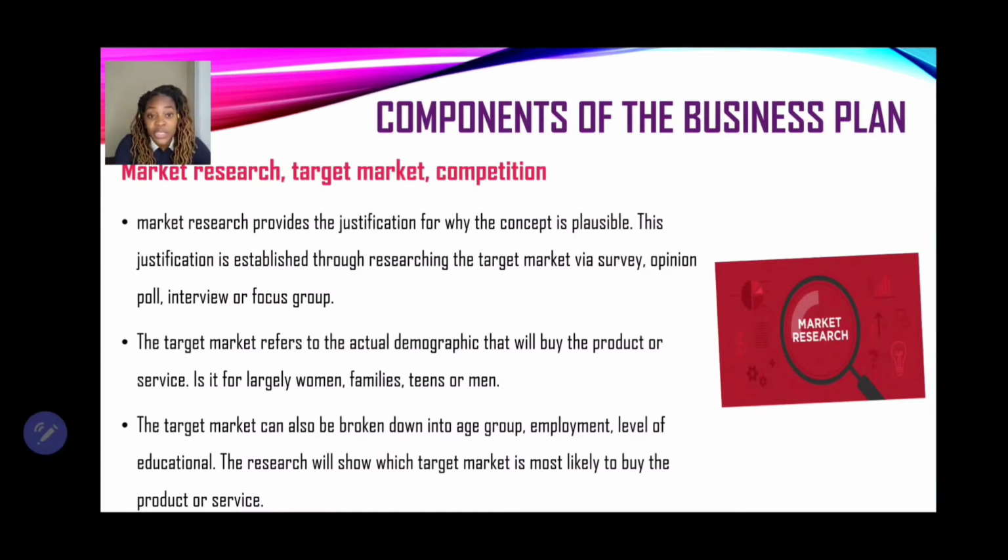Is it for largely women? Is it for families, teens, or men? So when we're speaking about the demographic, we're talking about the categories of person, the particular age, the sex, the socio-economic background, etc., right? The target market can also be broken down into age group, as I said before, employment, level of education. The research will show which target market is most likely to buy the product or service that is being developed.